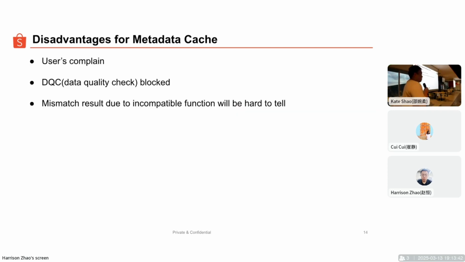But every point has its two sides. There are still some disadvantages for metadata cache. The first one is that sometimes when users run the same query in different engines like StarRocks and Presto, they might get different results. So they will complain why the result is different. Also, some data quality checks will be blocked because of the wrong results. And also mismatched results due to the incomputable function will be hard to tell.